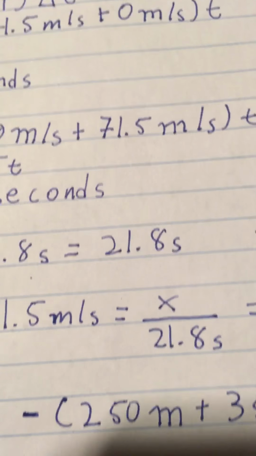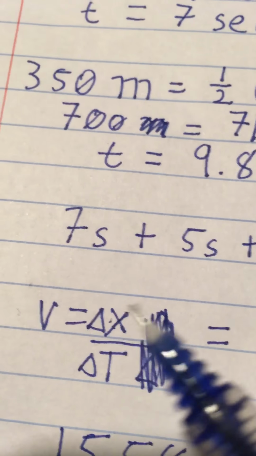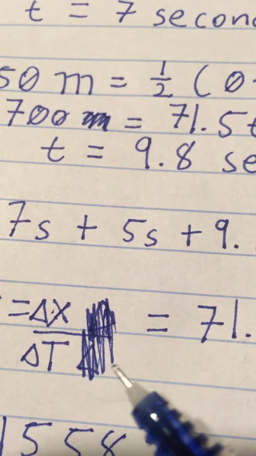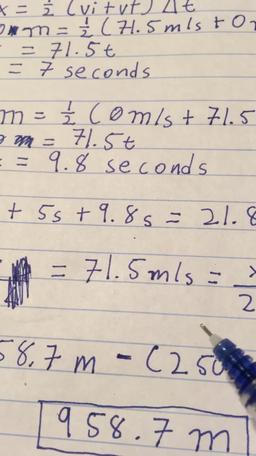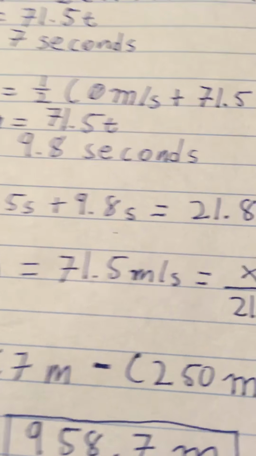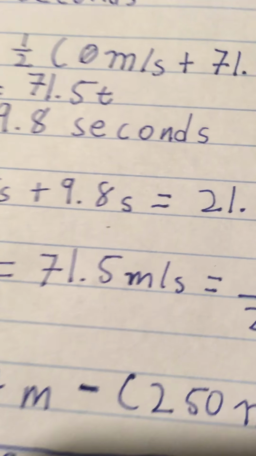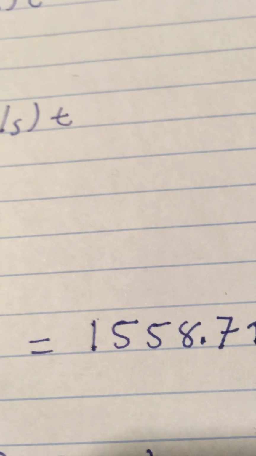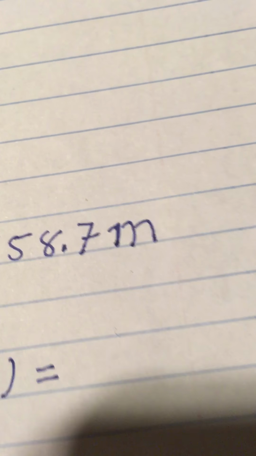Now, since the velocity of the Mercedes stayed constant, we're just going to need the simple equation for velocity. Velocity equals displacement over time, and so we plug in our variables: 71.5 meters per second equals x over 21.8 seconds. We multiply these two together and get 1,558.7 meters. So now we know the displacement of the Mercedes.